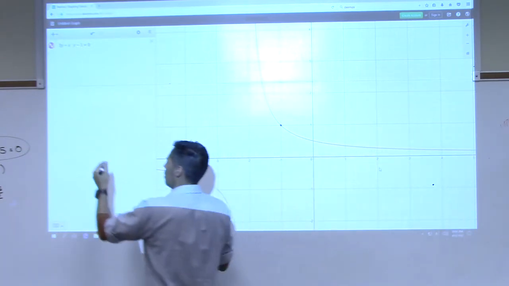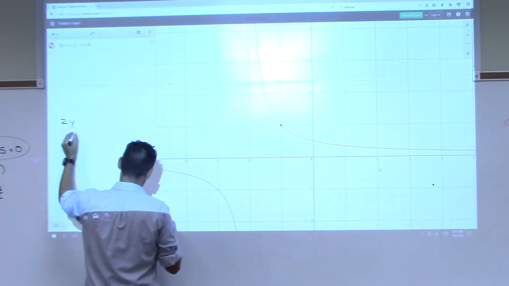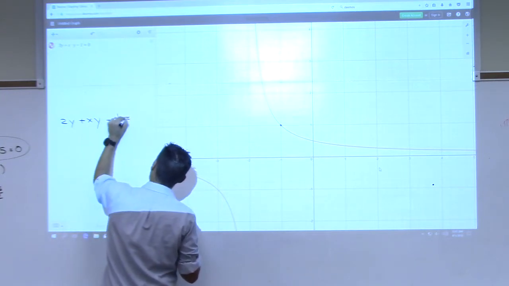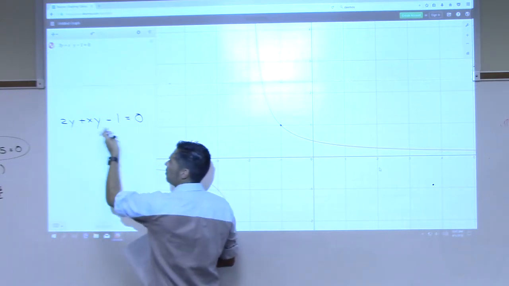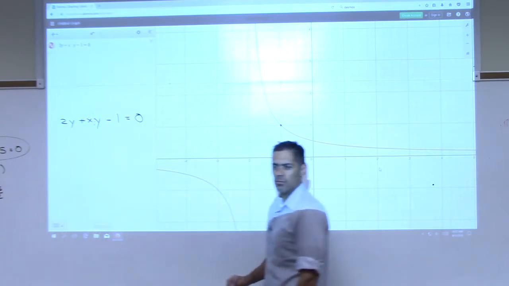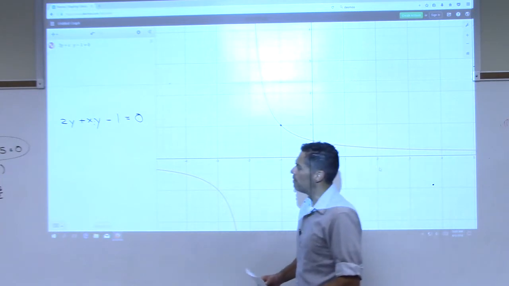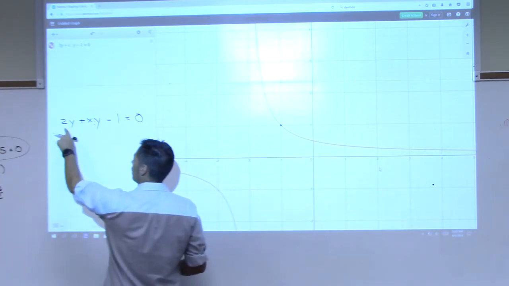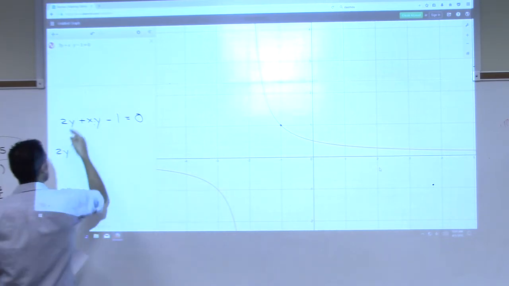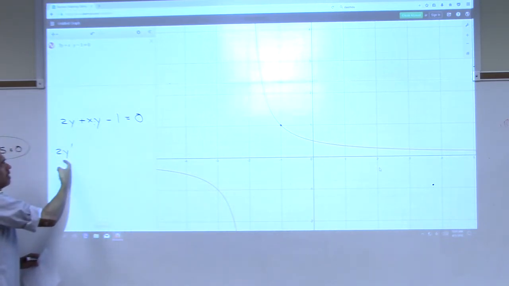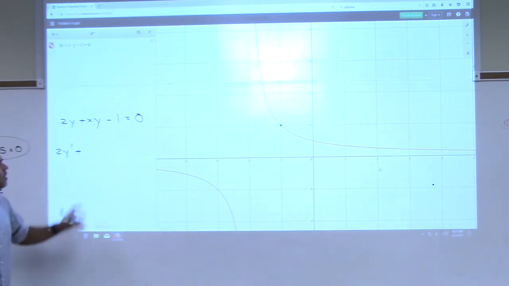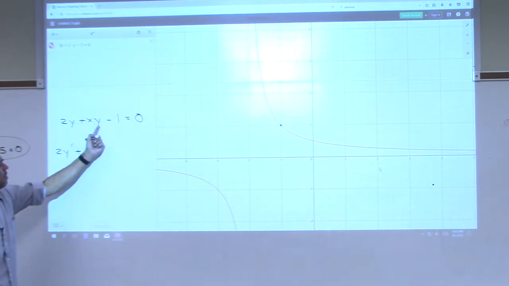We have 2y plus xy minus 1 equals 0. So when you take your derivative, you have three separate terms. You can do them individually, but the middle term is product rule. So what's the derivative of 2y? 2y prime, right? The 2 comes along for the ride. The derivative of y is y prime. Then you have plus, and now you have to do the product rule. So you do derivative of this times this plus derivative of this times this.